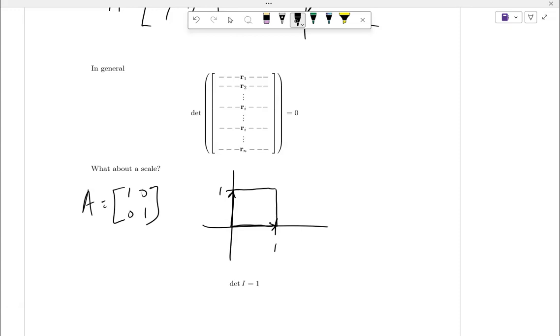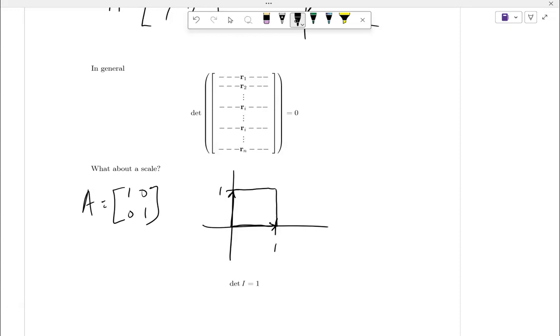This side has length 1. This side has length 1. I made a square. Great. The area of a square with side length 1 should be 1. Right? Look at my matrix. What special matrix did I write down? The identity matrix. It's a 2 by 2 identity matrix, right? Generally speaking, you could bump this up to more dimensions, and that's why we're using the determinant of the identity matrix to be 1. That's our unit scale.